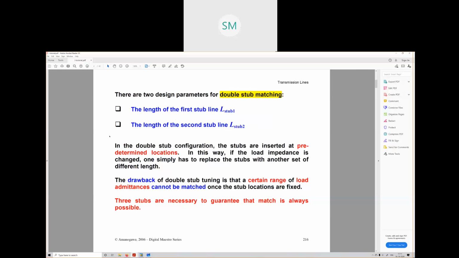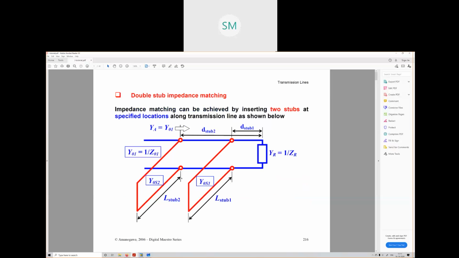As I told you, there are two design parameters for double stub matching: the length of the first stub line, L stub 1, and the length of the second stub line, L stub 2. L stub 1 is this, and L stub 2 is this. So this is how a double stub matching circuit looks like. Is it okay?